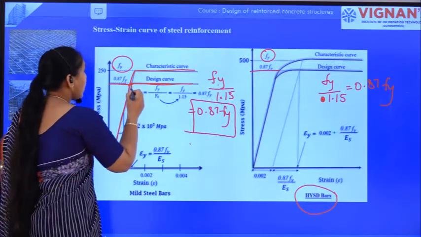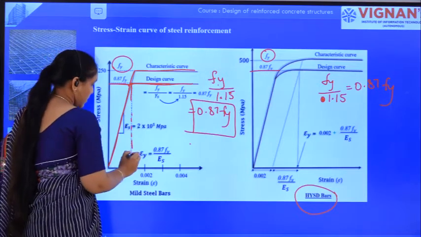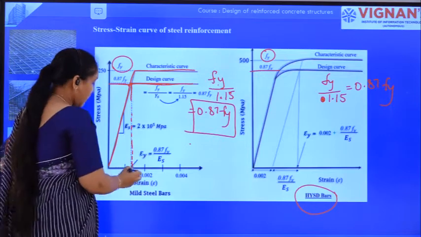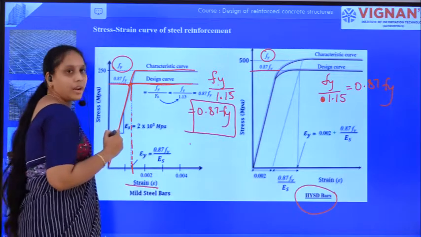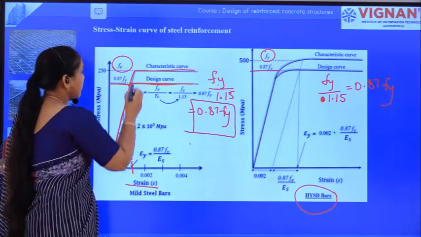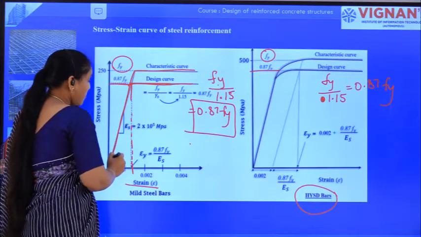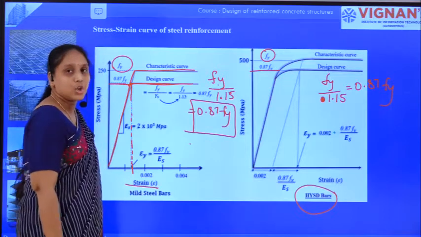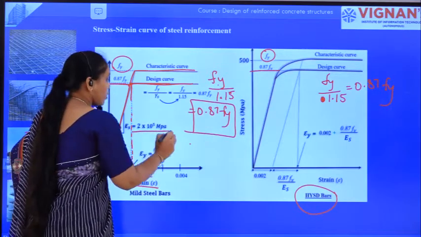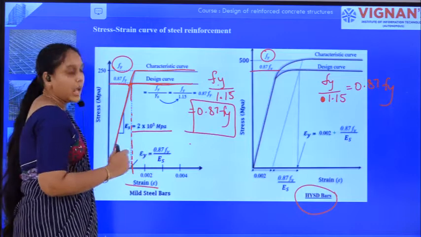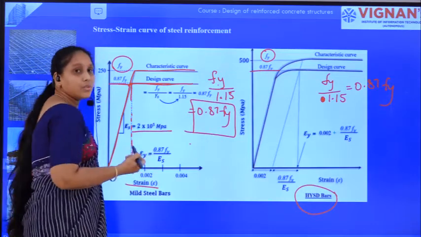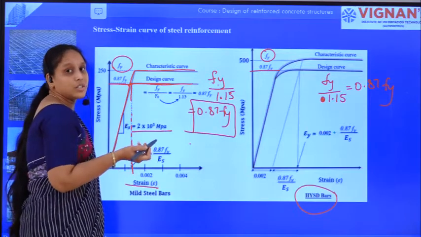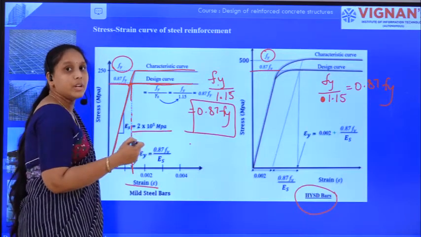If we draw a line here, we can find out the strain. How will we find out the strain? This is the initial slope. The initial slope will be equal to the modulus of elasticity of steel, which is 2 into 10 to the power of 5 Newton per mm square. So strain is what? Strain is stress by modulus of elasticity.